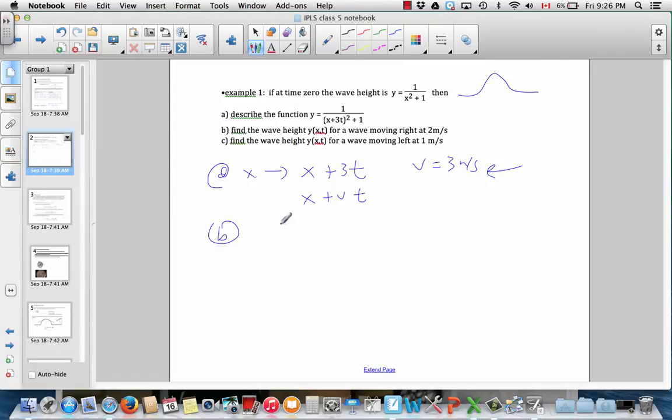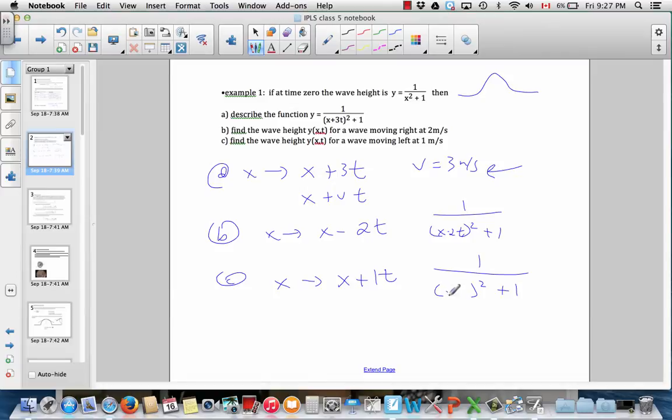So if you want to move right at 2 meters per second, shifting to the right, this term needs to be negative. And 2 meters per second is the speed v. So where we had x in the original function, we now put x minus 2t. And then lastly, to have it move left at 1 meter per second, shifting to the left means this is positive, and if the speed is 1, then it looks like that. So where we had x in our original function, we now have x plus t.